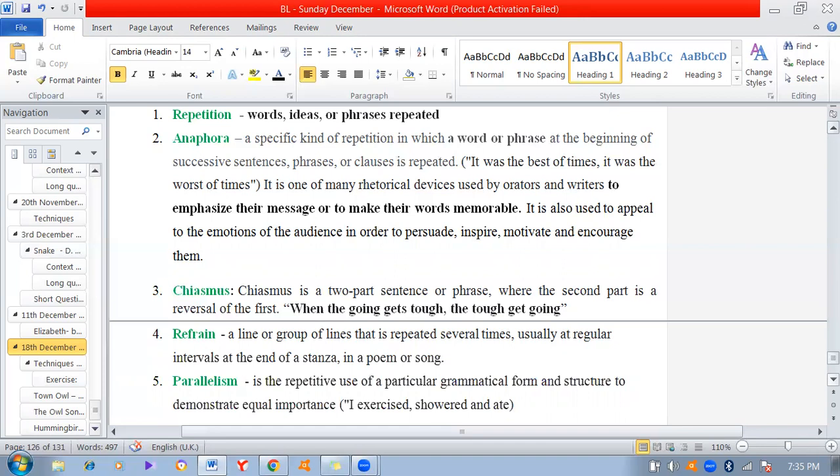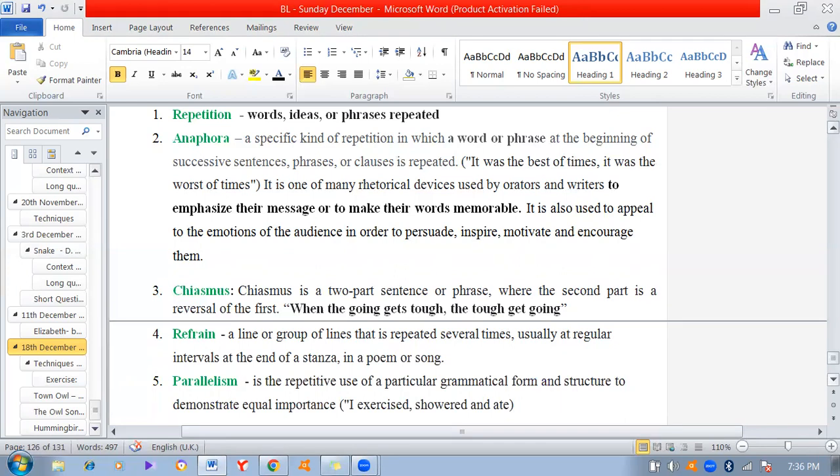Like let's take this nursery rhyme. Old MacDonald had a farm. Right. The first part goes as Old MacDonald had a farm. E-I-E-I-O. Right. That is repeated after each main part of the nursery rhyme. Right. So that is an example of a refrain.